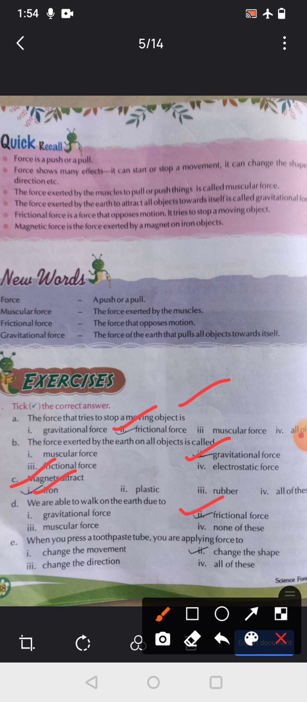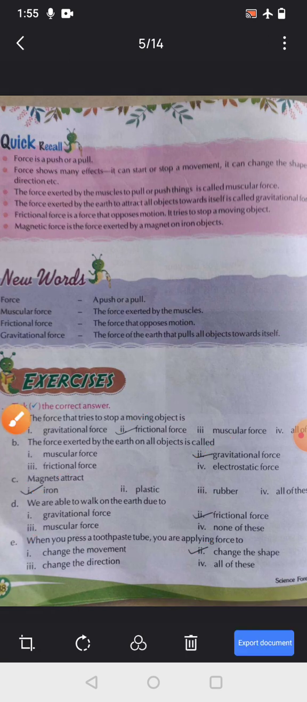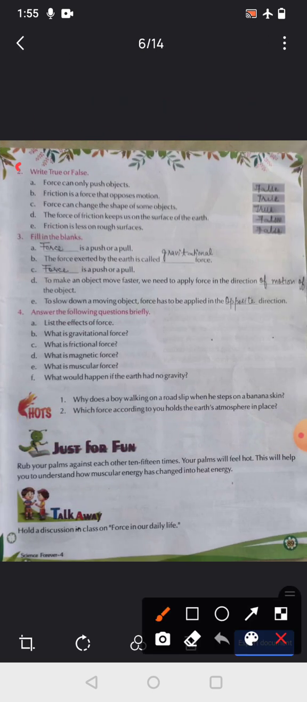Just because the earth is having frictional force. Number E, when you press a toothpaste tube, you are applying force to change the shape. Not changing the movement, not changing the direction, you are changing the shape of the toothpaste. That also we have already discussed in the chapter, right? You can change the shape of toothpaste by applying force on it with your fingers. Next, we'll start with the true and false. Here it is.